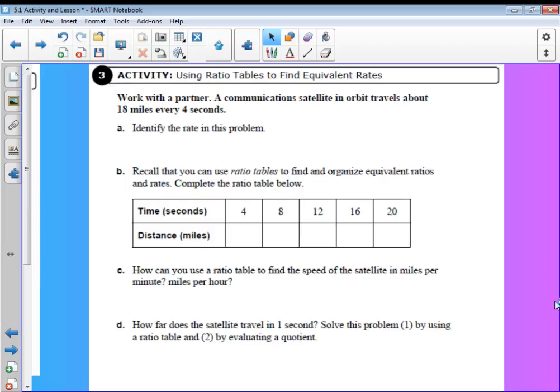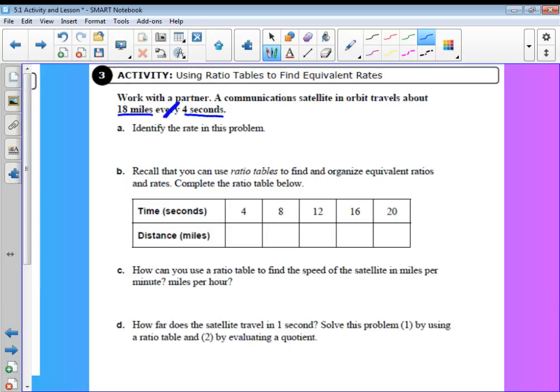Okay, this is activity 3. We're working through using a ratio table to find equivalent rates. In this scenario, we have a communication satellite that's in orbit and travels about 18 miles every 4 seconds. Identify the rate in this problem. So what are the two pieces? Remember, a rate is going to involve two different units. So the two different units we have are 18 miles and 4 seconds.